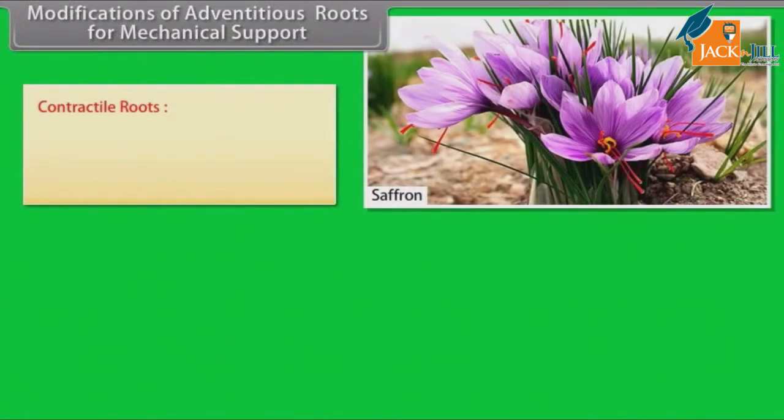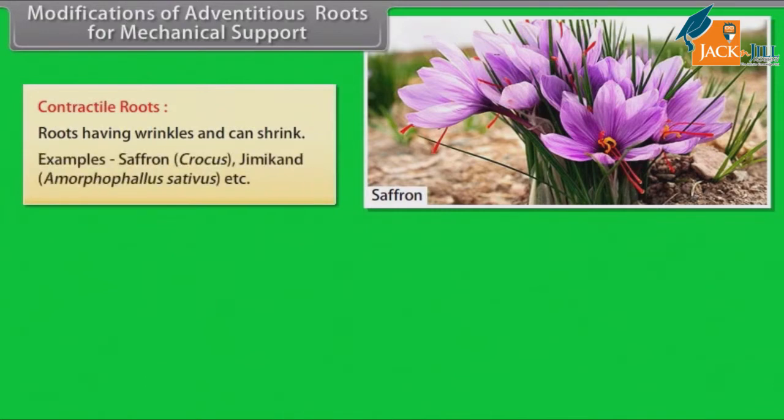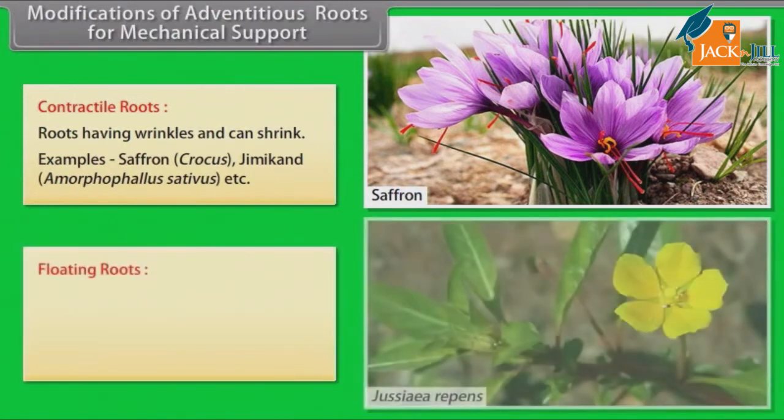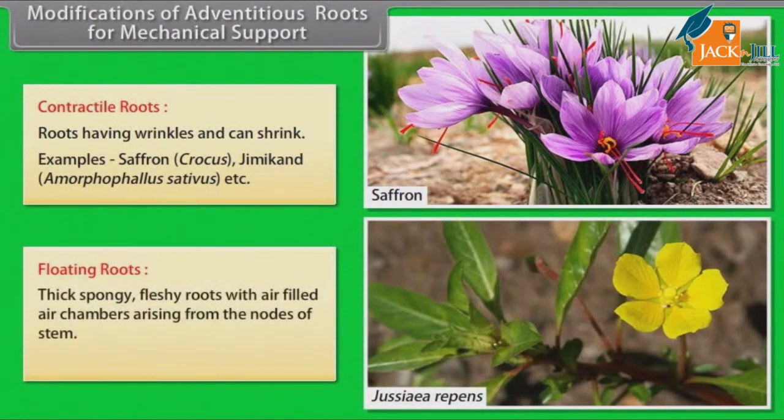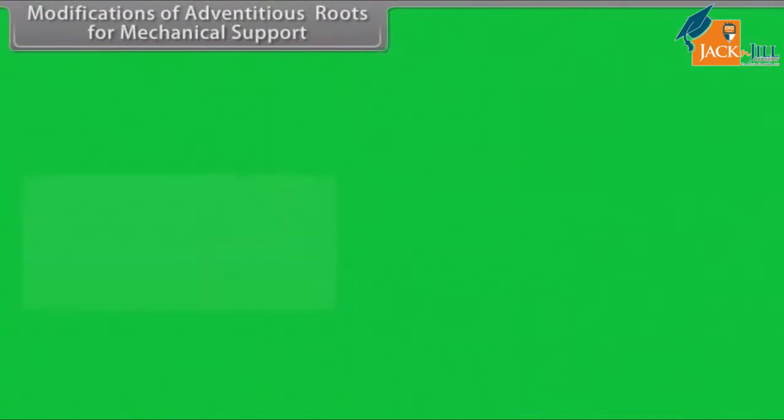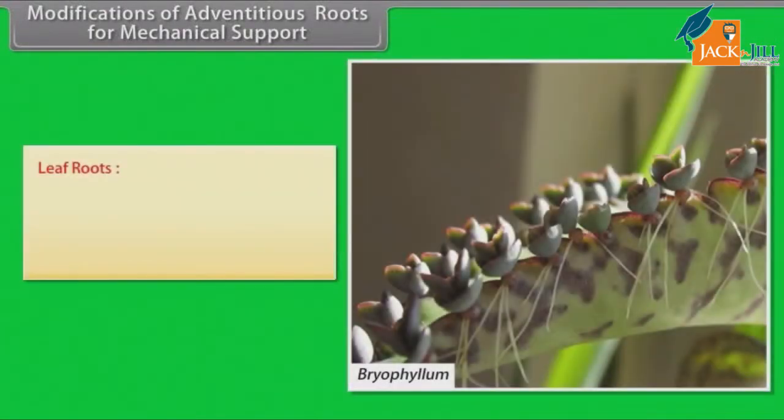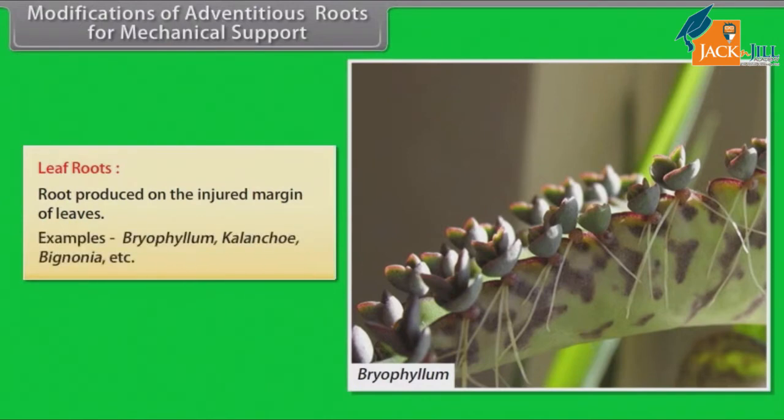Contractile roots. Roots having wrinkles and can shrink. Examples: saffron, jimmycand, etc. Floating roots. Thick, spongy, fleshy roots with air-filled chambers arising from the nodes of stem. Example: Jussiaea repens. Leaf roots. Roots produced on the injured margin of leaves. Examples: Bryophyllum, Bignonia, etc.